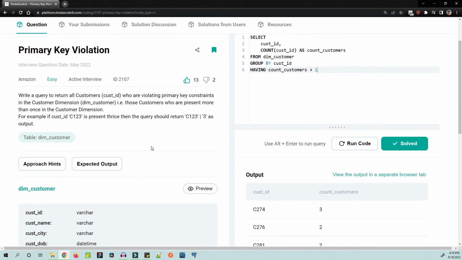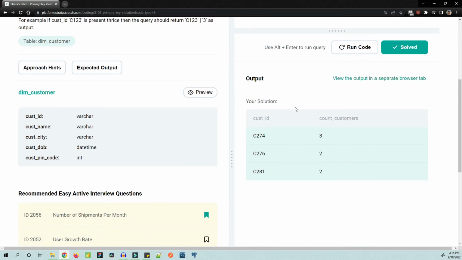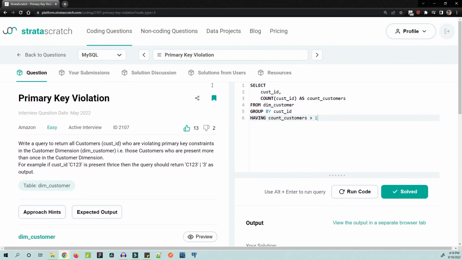Bingo. I think this should be correct. Let's check it out. Boom. This is the correct answer. And I think we've solved this.